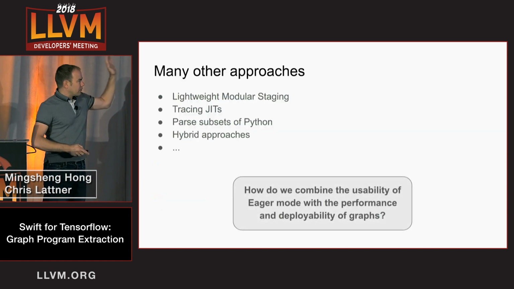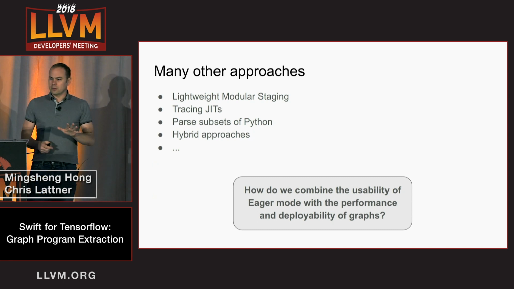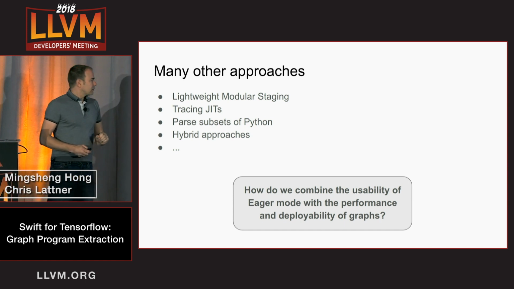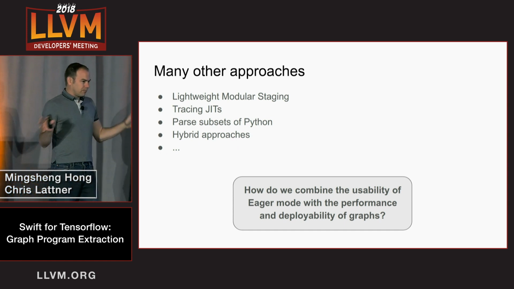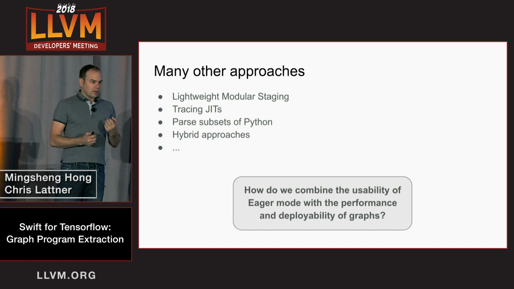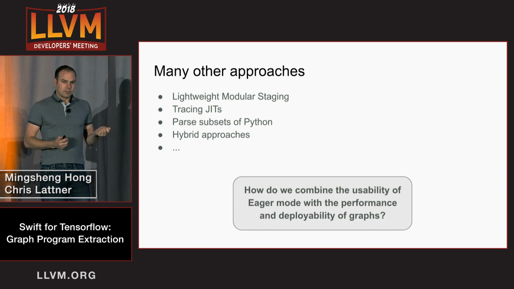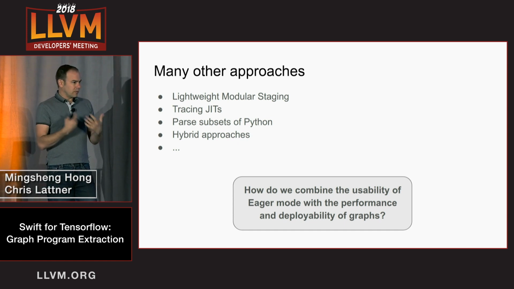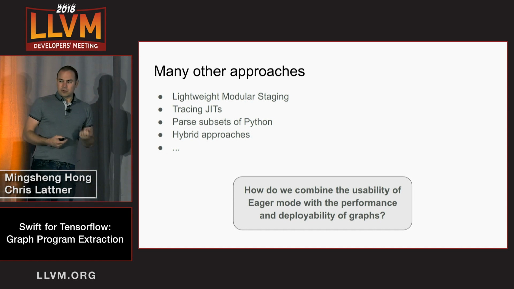Now, there are a bunch of other hybrid approaches and other things, but they all have fundamental trade-offs in what they're doing. And so the quest that we're on, the purpose of this talk, is to say, how do we combine the usability of eager mode, that very simple API, easy to understand programming model, flexibility, dynamism, with the performance and deployability of graphs?